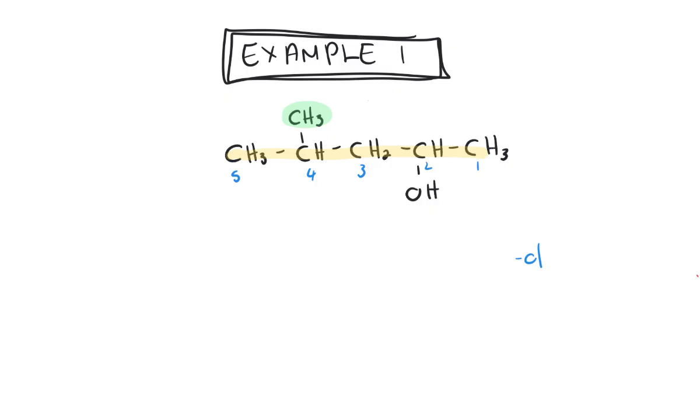So the position of my substituent is on carbon number 4, and it's a methyl. Okay, no other substituent, so that's all I do. And then I can go on to my stem, which is the number of carbon atoms. There are 5, so it's a pent.